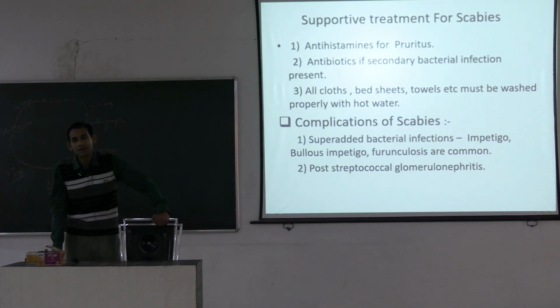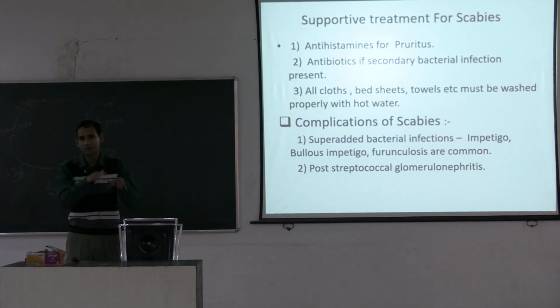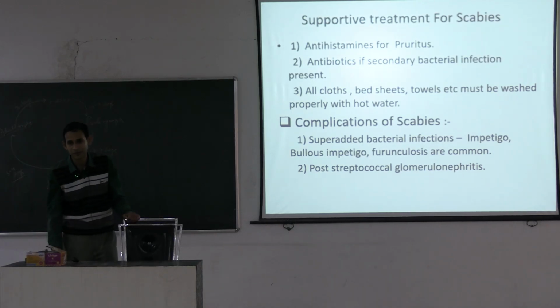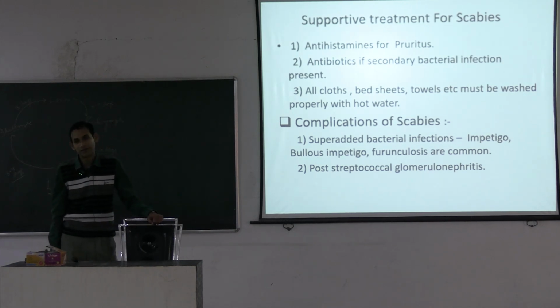If secondary bacterial infection is present, as there is severe itching, the upper layer of the epidermis is usually distorted, and there is a high chance of secondary bacterial infection, particularly with Staphylococcus aureus and Streptococcus pyogenes.